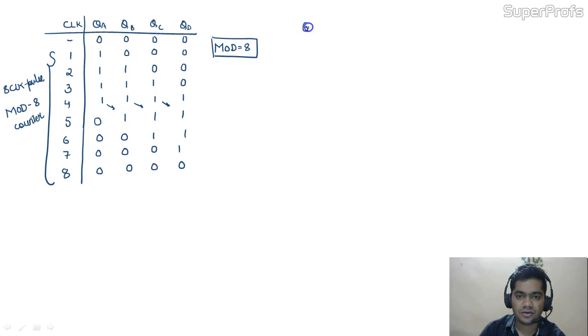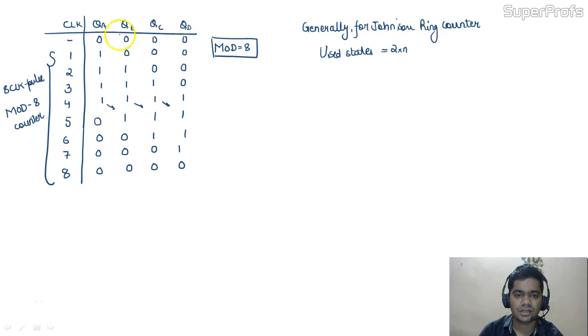So if we want to write generally for Johnson's ring counter, the used states, that is the states that would be available, would be 2 into n. So as n is 4 in this case, the total used states would be 8, and what would be the unused states?